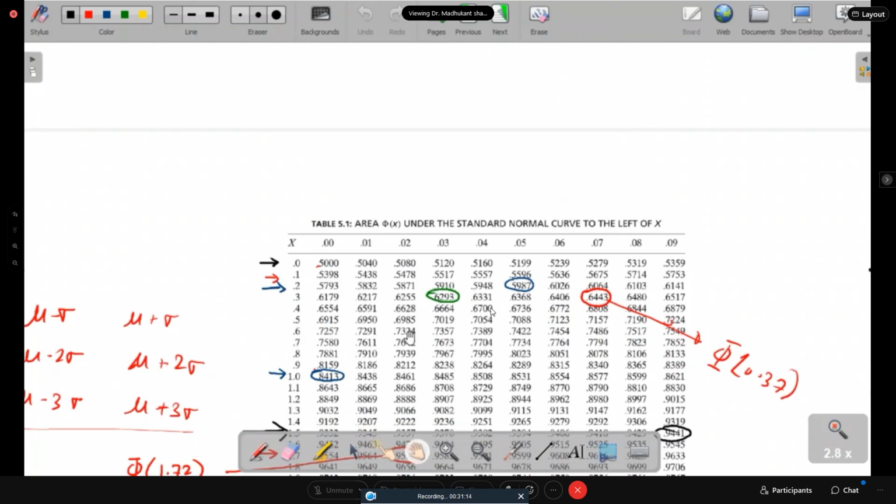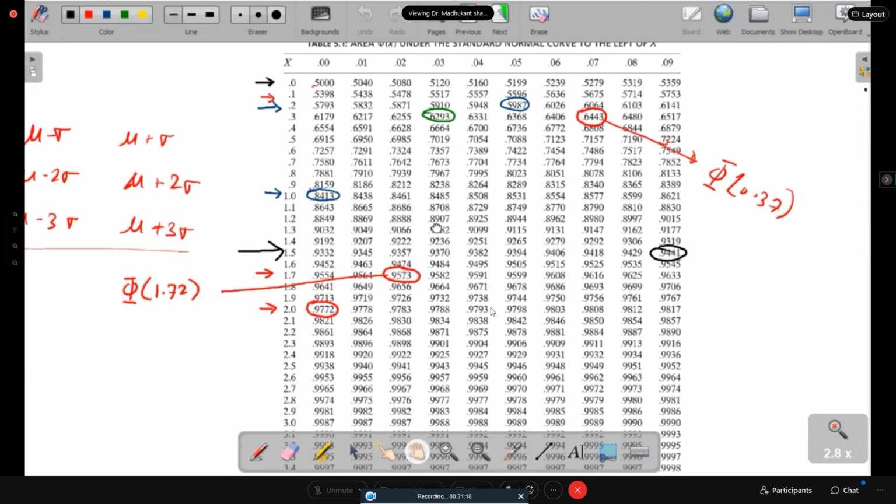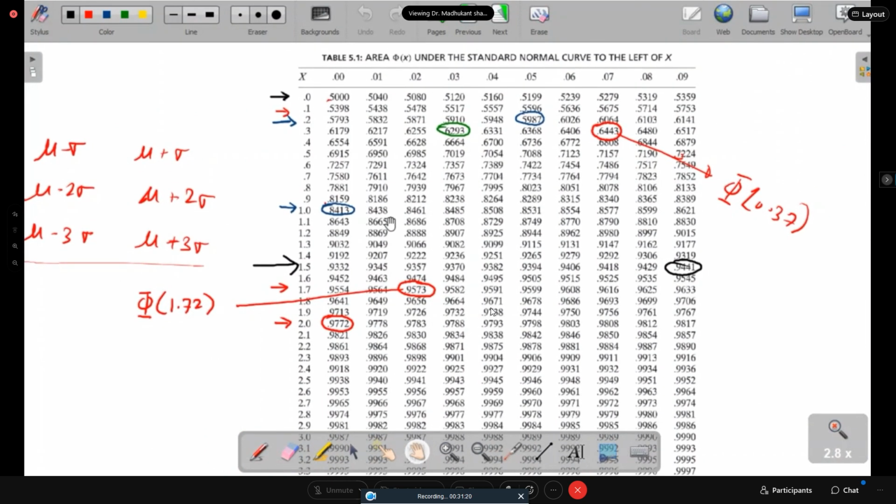Yeah, fine. Now I want to understand this. I think now you are able to see this.